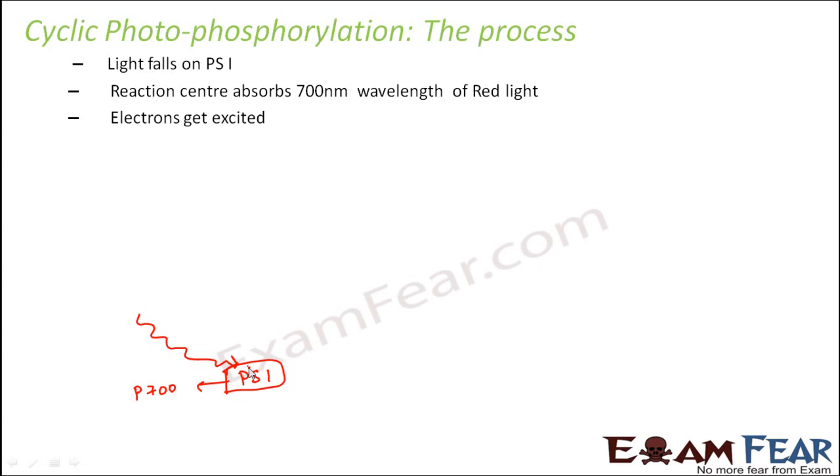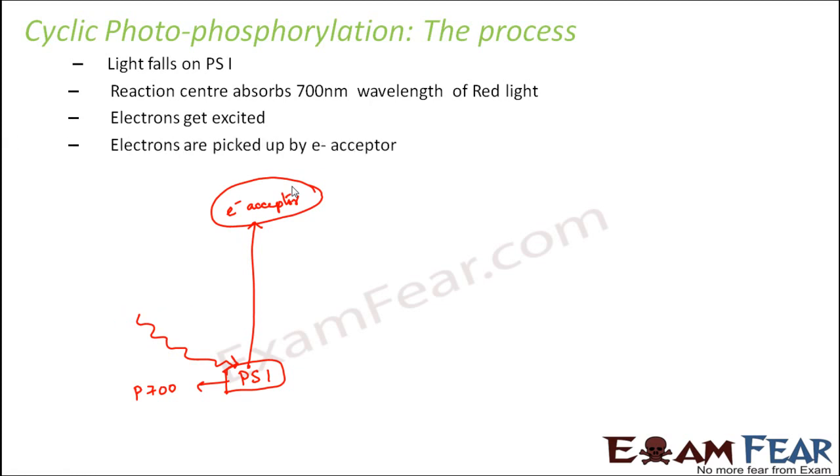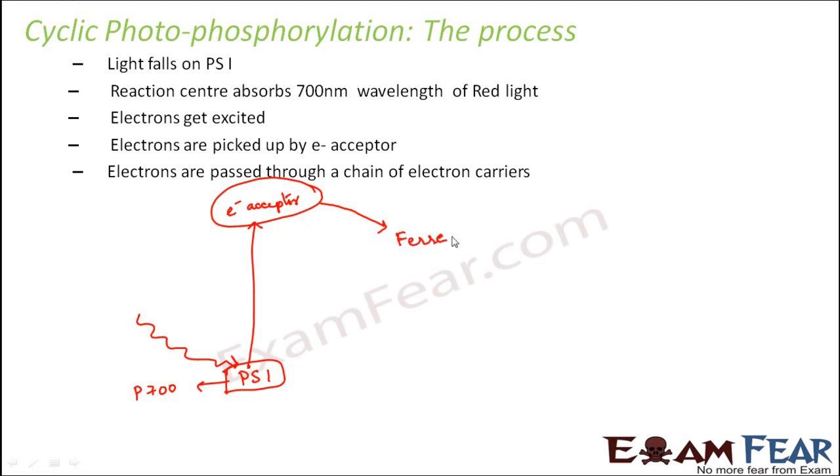Now what happens when the electron gets excited? The excited electron is accepted by the primary electron acceptor. Then the electrons will be passed through a chain of electron carriers. What is that chain of carriers? The electron acceptor will pass the electron to the next carrier, which is ferredoxin. From ferredoxin, it will pass to another carrier called plastoquinone.